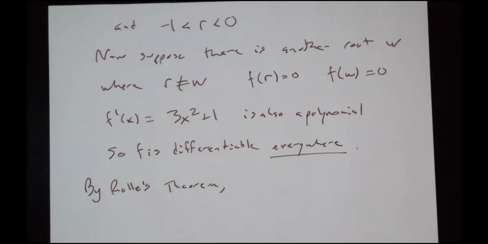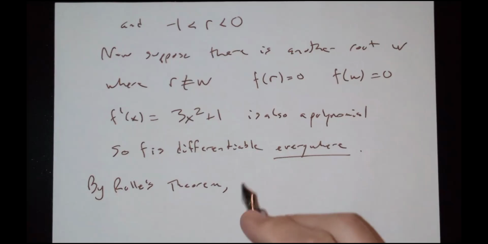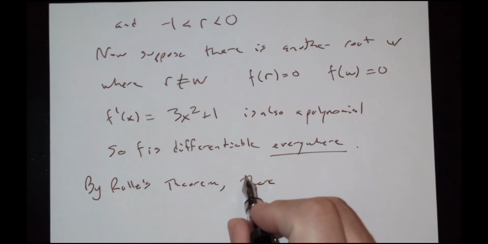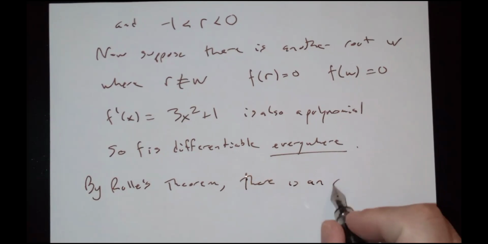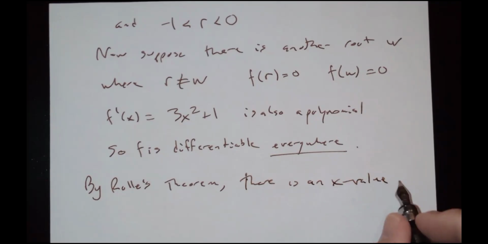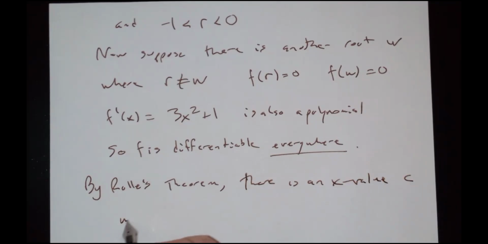What has to happen? Somewhere between R and W. What about the tangent line? Which means that the derivative has to be zero there, right? This is my value C, with f prime of C equals 0.